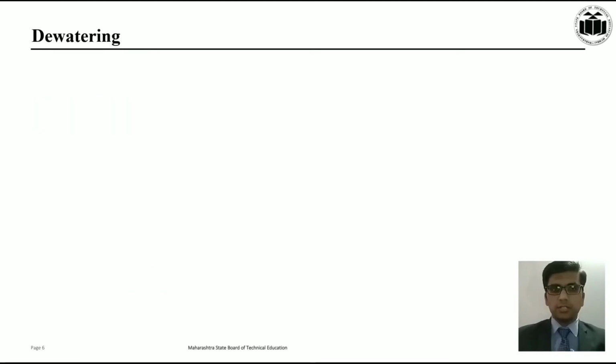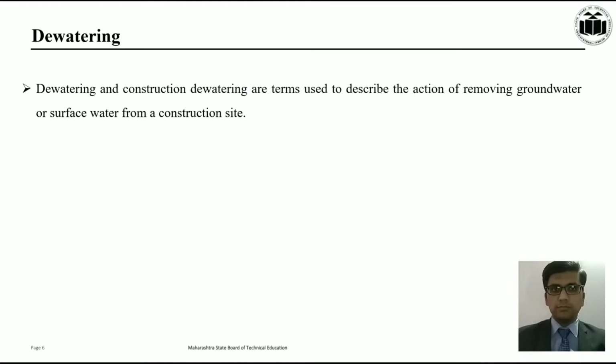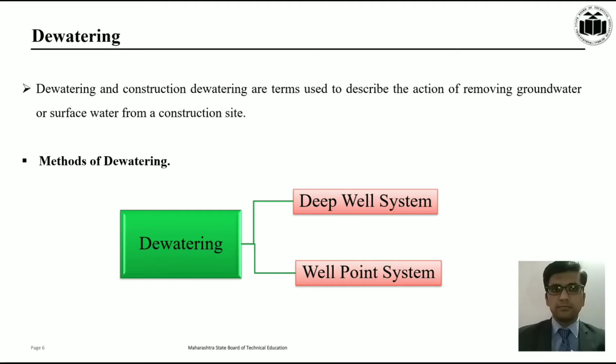So what is dewatering? Dewatering and construction dewatering are the terms used to describe the action of removing groundwater or surface water from the construction site. Dewatering is generally carried out by the following methods. There are two methods, deep well system and well point system.